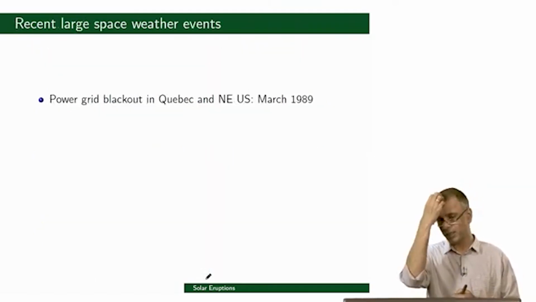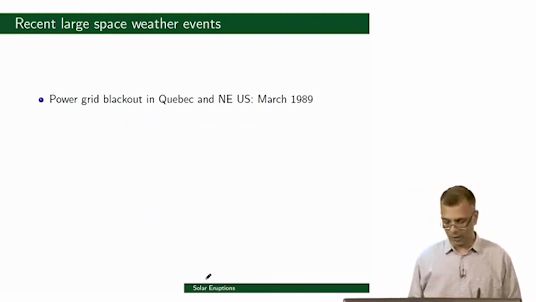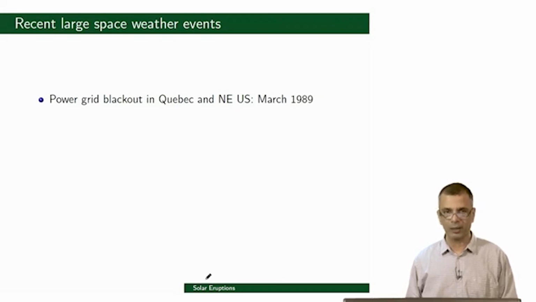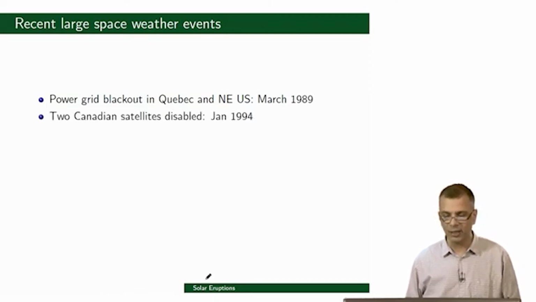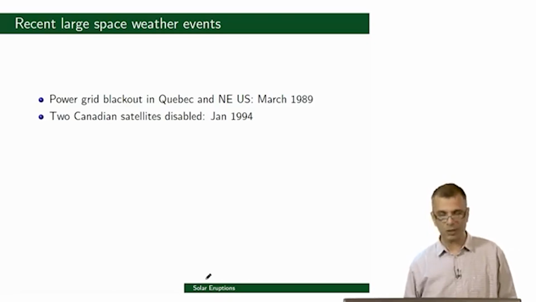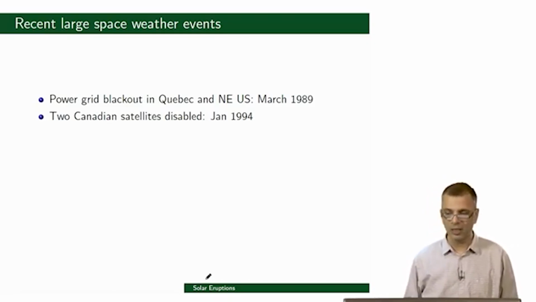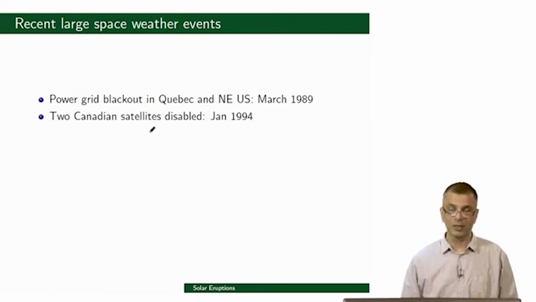So here are some examples of recent large space weather events. There was a power grid blackout in Quebec in Canada and large parts of the northeastern United States in March 1989. Two Canadian satellites were disabled in January 1994 because of space weather transients. And mind you, each satellite is really, really expensive. These go up to millions of dollars.